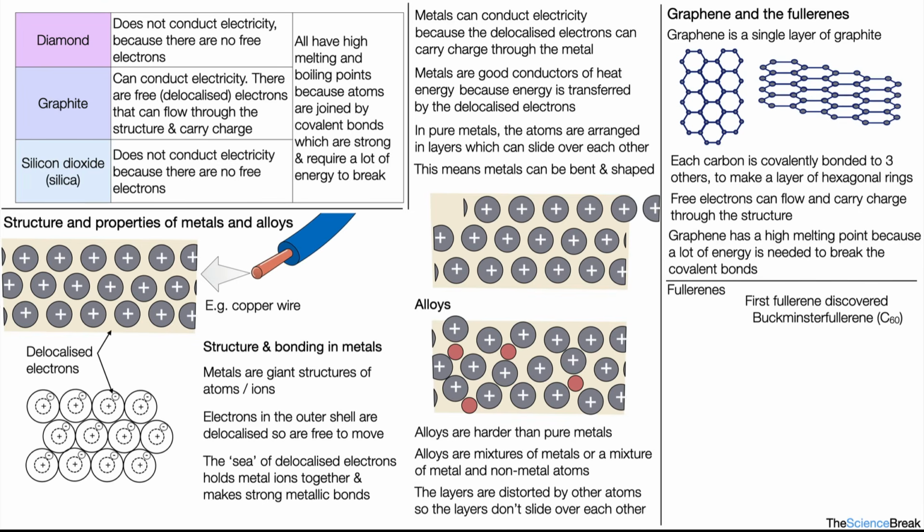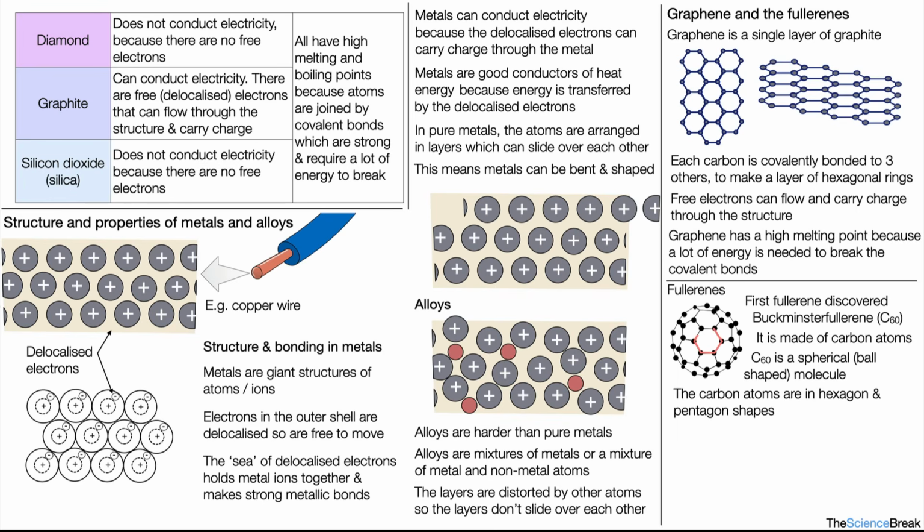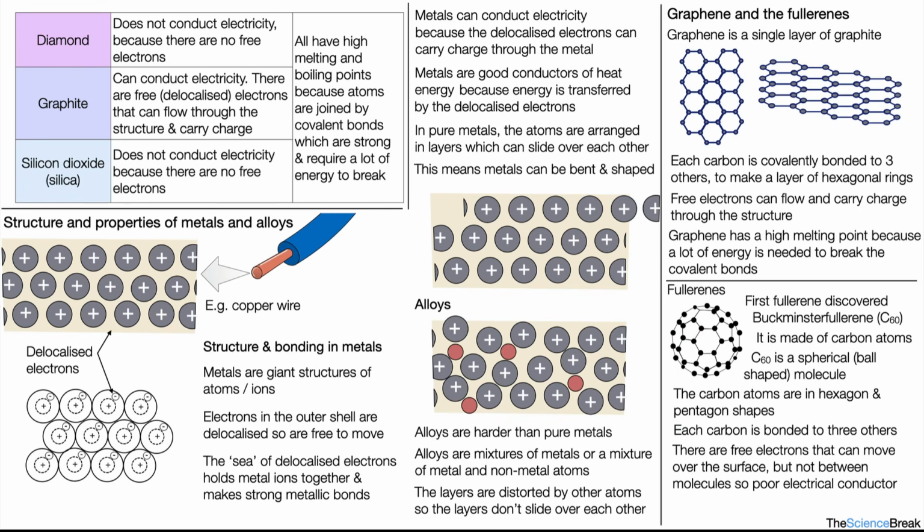The first fullerene ever discovered was called buckminsterfullerene with the formula of C60. It looks like this. It's made of carbon atoms. C60 is a spherical or ball-shaped molecule. The carbon atoms are in hexagon and pentagon shape, so you can see that as outlined in red, one hexagon and one pentagon. Each carbon atom is bonded to 3 others. There are free electrons that can move over the surface, but not between the molecules, so C60, buckminsterfullerene, is a poor electrical conductor. However, one feature that it has is that it's a good lubricant because the molecules can roll.